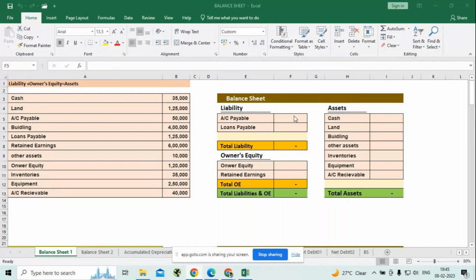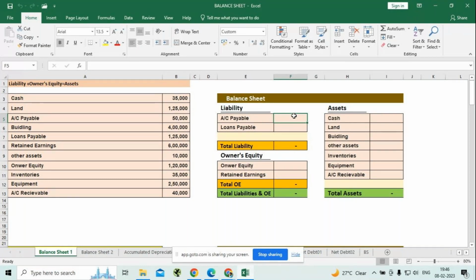Good. So now we are going to prepare the balance sheet. So we have two sides. One is liabilities with capital, that is owner's equity value, and the other side is assets. So we have to balance it. The formula of the balance sheet is the total assets should be equal to the total liabilities and owner's equity or the capital amount.